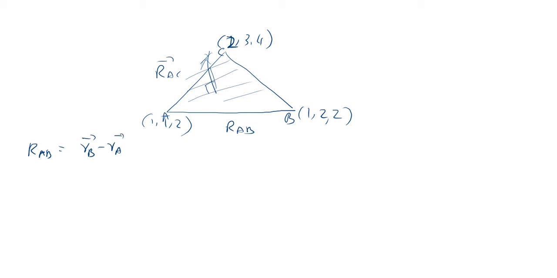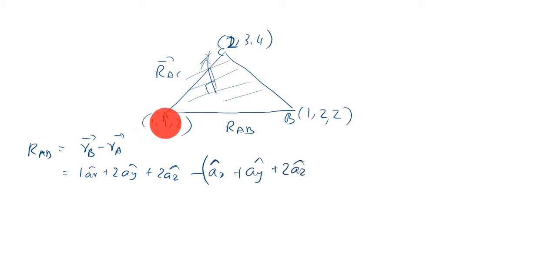So vector RB is nothing but 1 ax cap plus 2 ay cap plus 2 az cap. Why? See here, this is 1, so 1 ax cap, 2 Y component, so 2 ay cap, and Z component 2, so 2 az cap. So similarly I can write for A, right? So it will be minus ax cap plus ay cap plus 2 az cap. So as you see here, ax cap, ay cap and 2 az cap. So that is what we have used here.